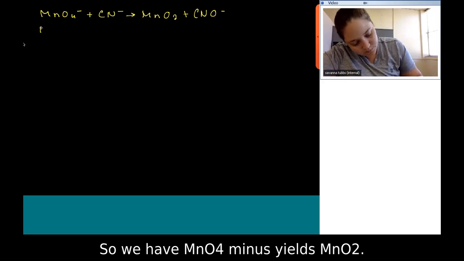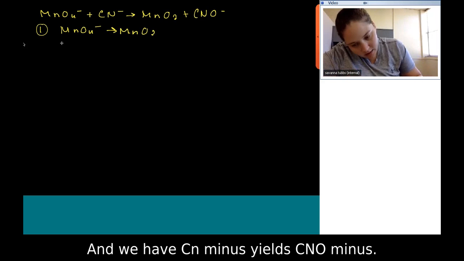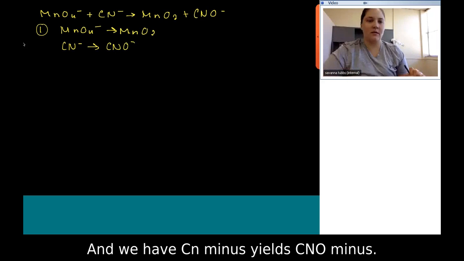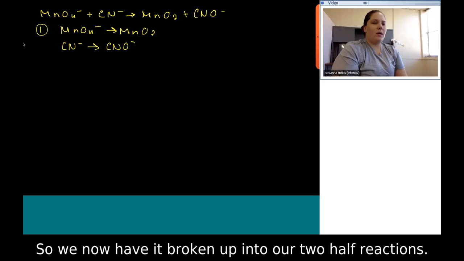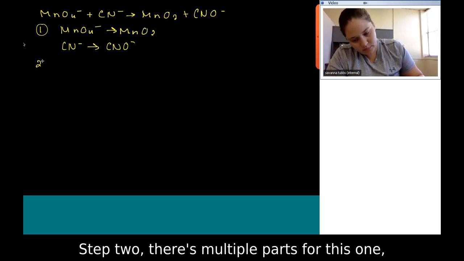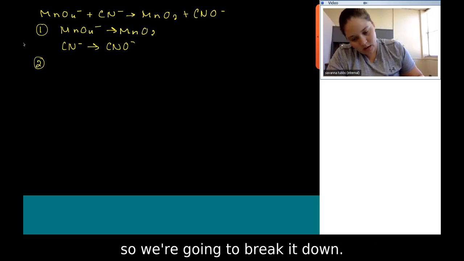So we have MnO4 minus yields MnO2, and we have CN minus yields CNO minus. So we now have it broken up into our two half reactions. Step 2. There's multiple parts for this one, so we're going to break it down.